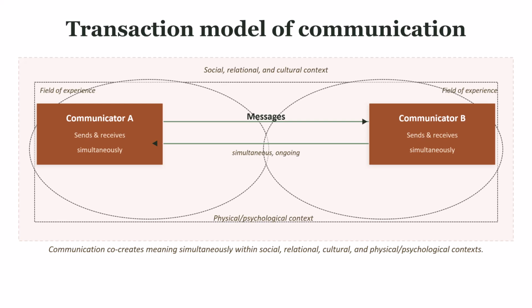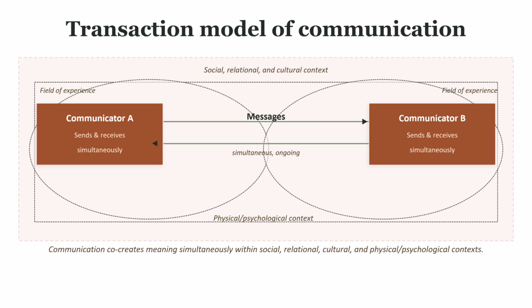More importantly, the transaction model argues that communication doesn't just convey meaning, it creates social reality. We use communication to build relationships, shape our sense of self, navigate cultural differences, and form communities. To account for this, the model introduces three additional layers of context.